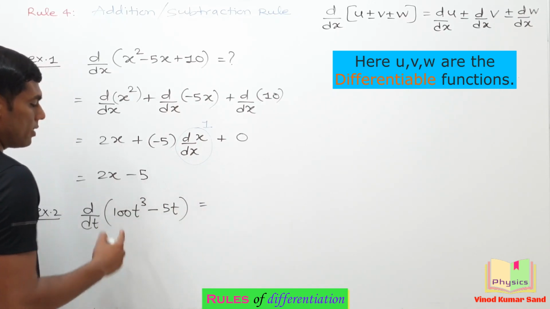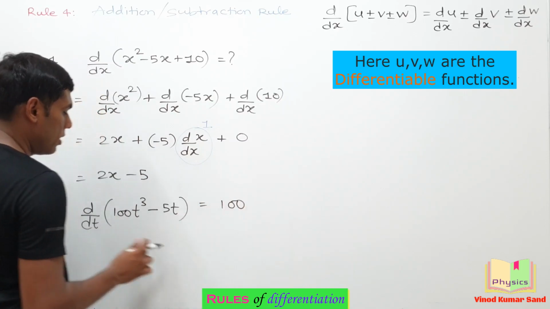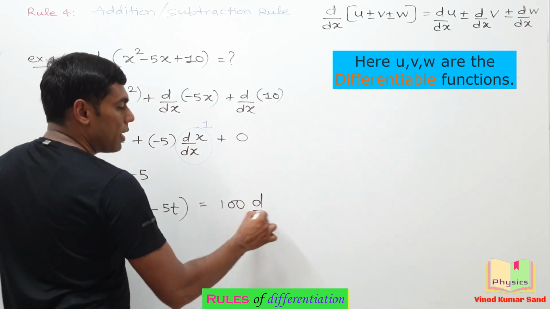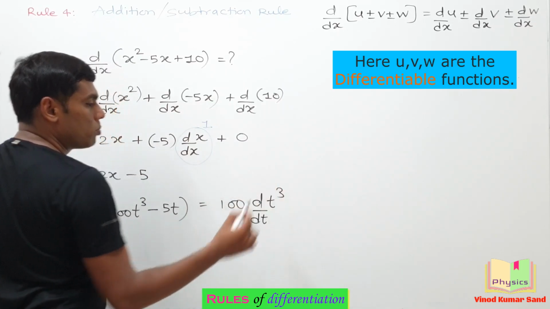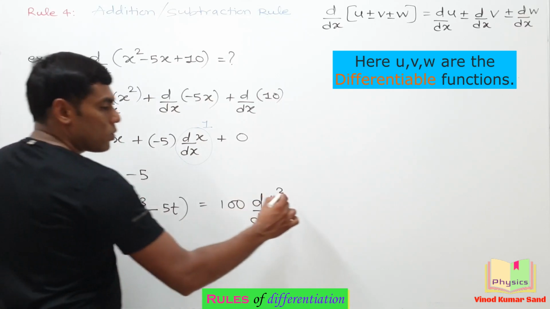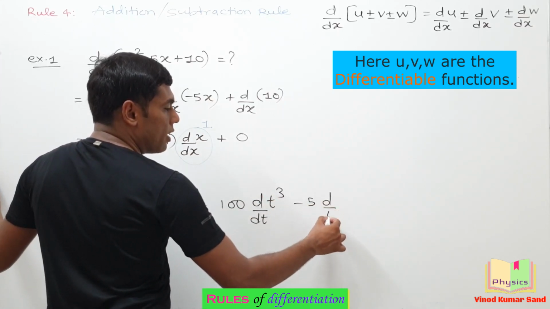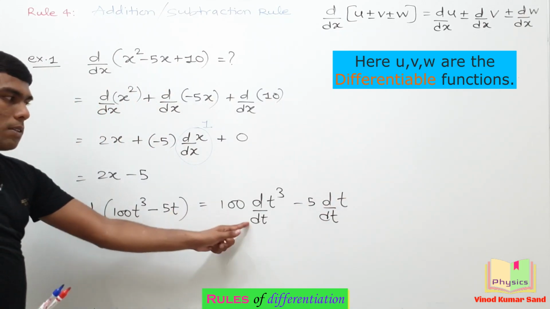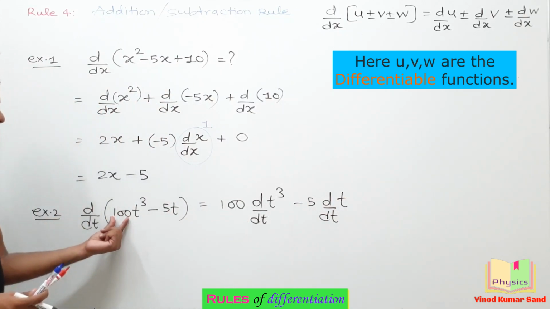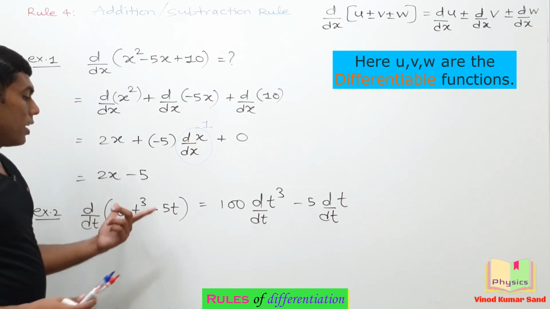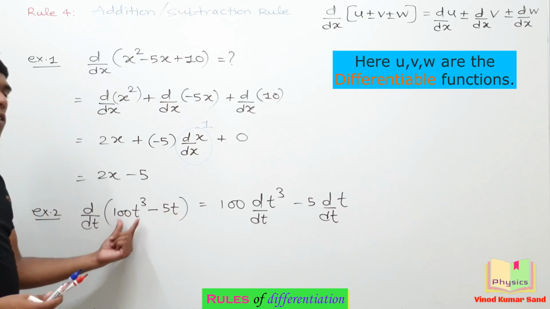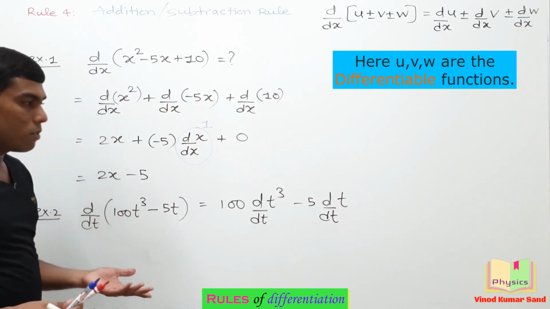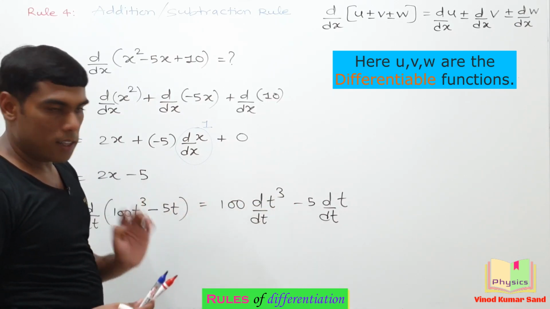You will write this as 100 outside and then d by dt of t cube. Similarly, minus 5 will be taken outside, d by dt of t. I hope you understand this step. Constant is in multiplication, then it is taken outside of the differentiation. And if a few functions are in addition or subtraction, we can operate them individually. So that's what we have done here.